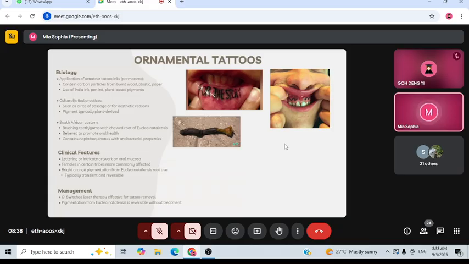Management depends on the patient's wishes. If the removal is desired, Q-switch laser therapy has shown good results. For pigmentation caused by nuclear metastasis, no treatment is usually required as the discoloration fades naturally over time.